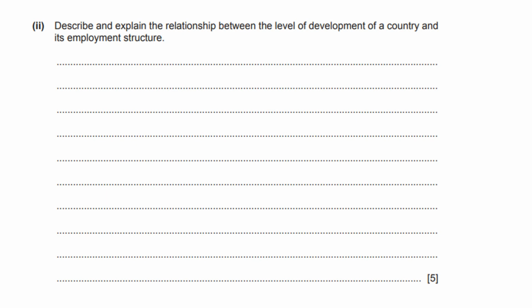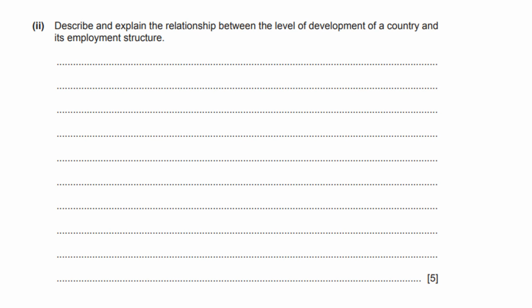Then let's move. Now they say describe the relationship, describe and explain. There are 2 things here which you should take note of, and it's a 5-mark question. They say describe and explain the relationship between the level of development of a country and its employment structure. So you need to describe and you need to explain. Explanation there is for you to give reasons, while description is to just say what is actually happening, and then when you explain, you give reasons why it is happening.